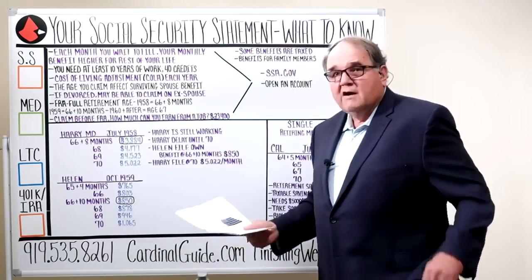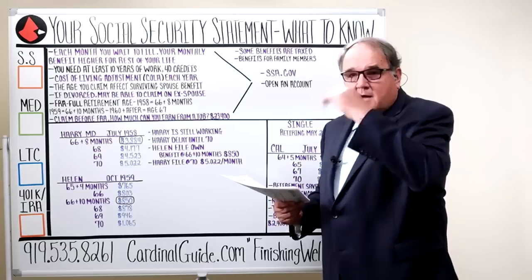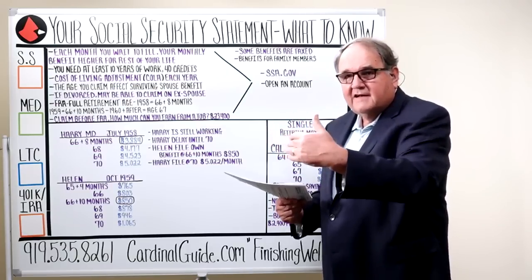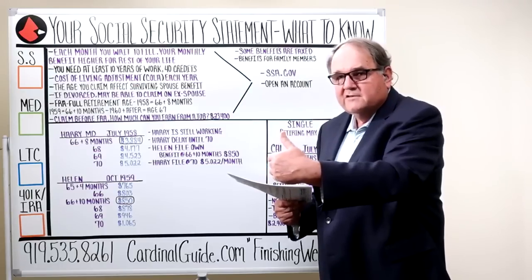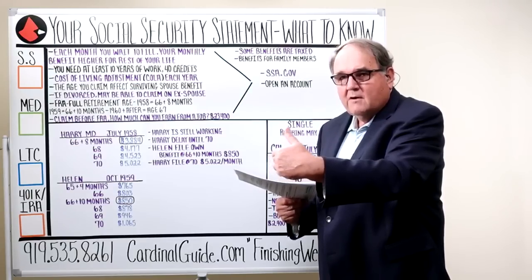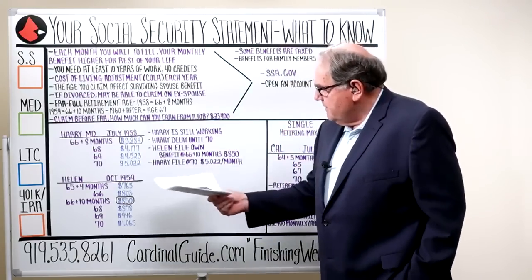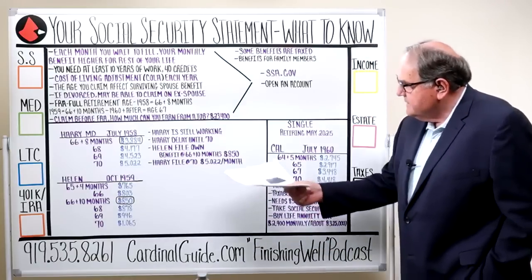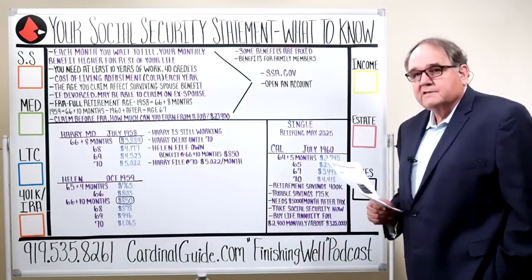So between the two of them, when Harry's probably retired by then, they're going to have over $80,000 a year in Social Security income. So I'm going to ask Tom to make any comments that he wants about their situation.